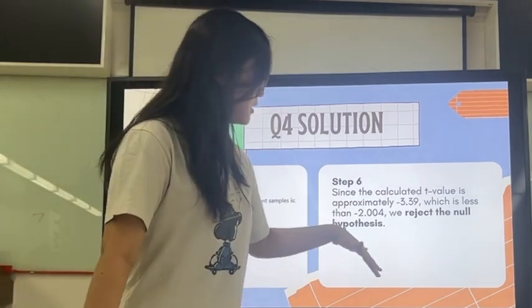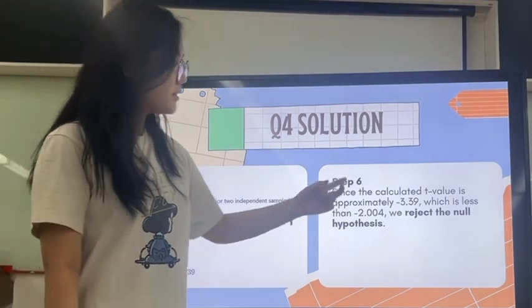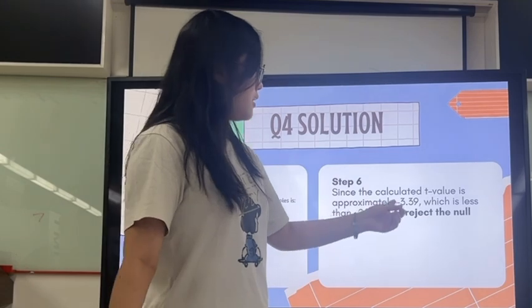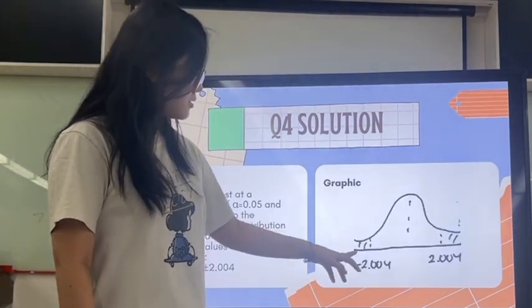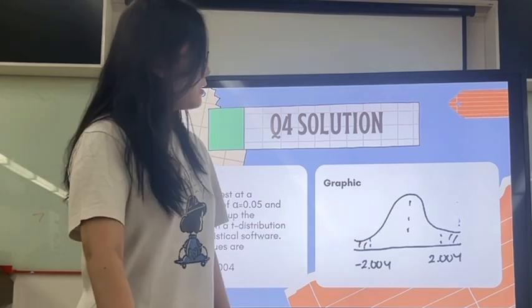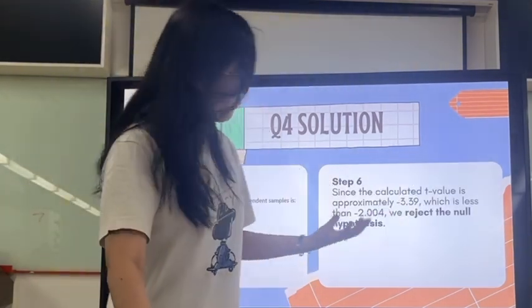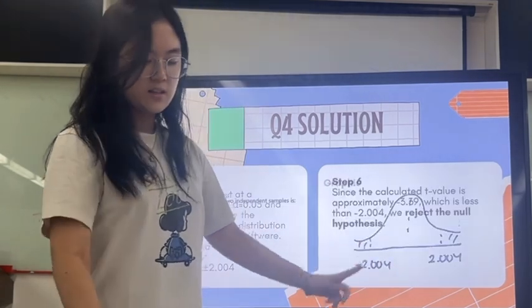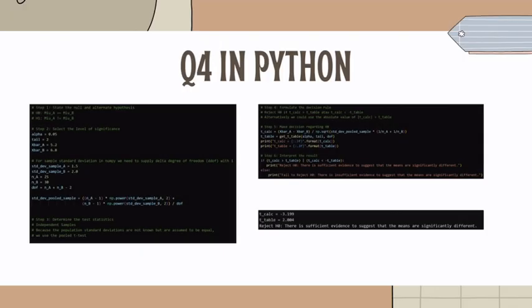And step 6 is we're gonna conclude that because the t value that we find is approximately minus 3.39, which is around this part, so because it is less than minus 2.004, we're gonna reject the null hypothesis. This is the Python for question 4 and the result is also the same.